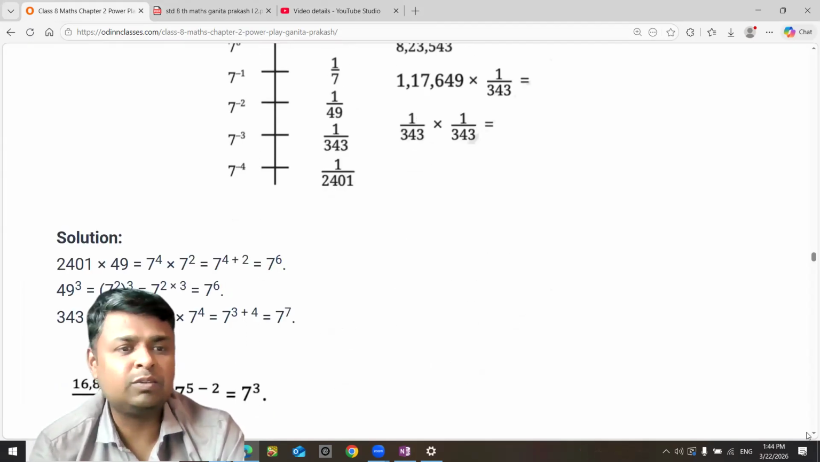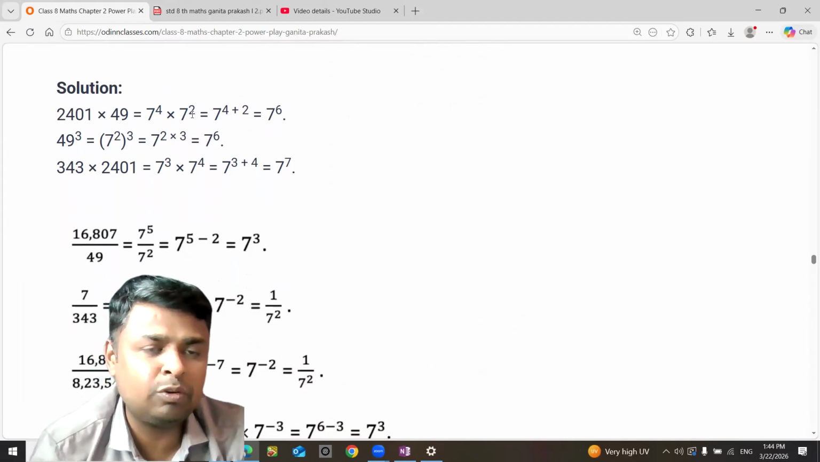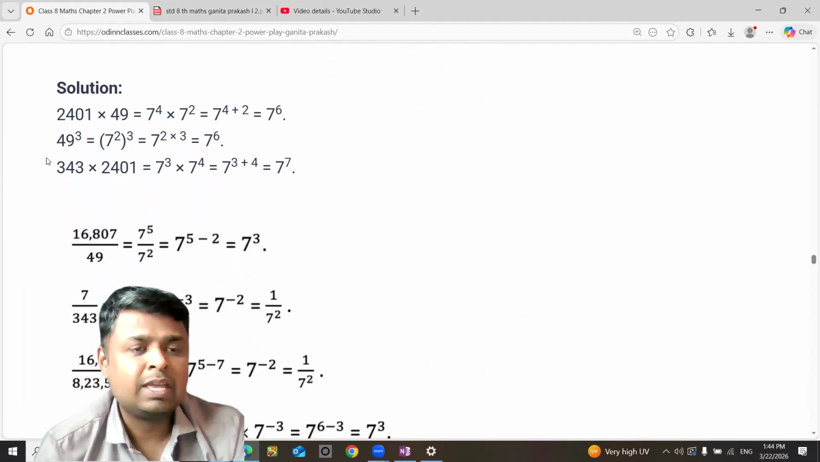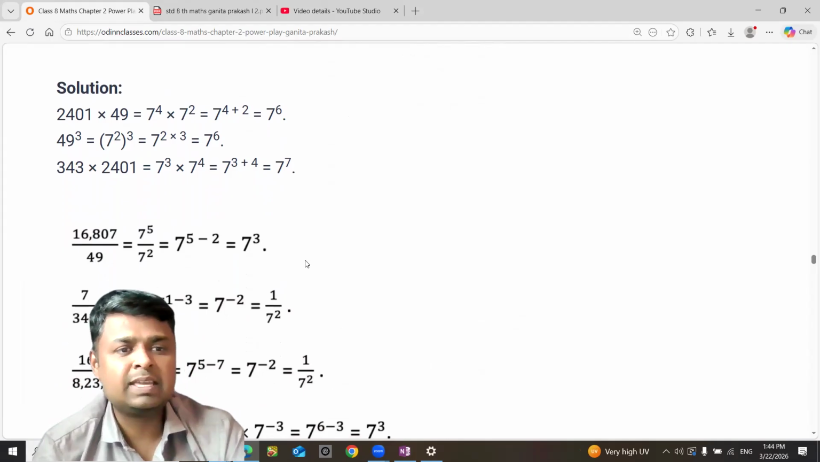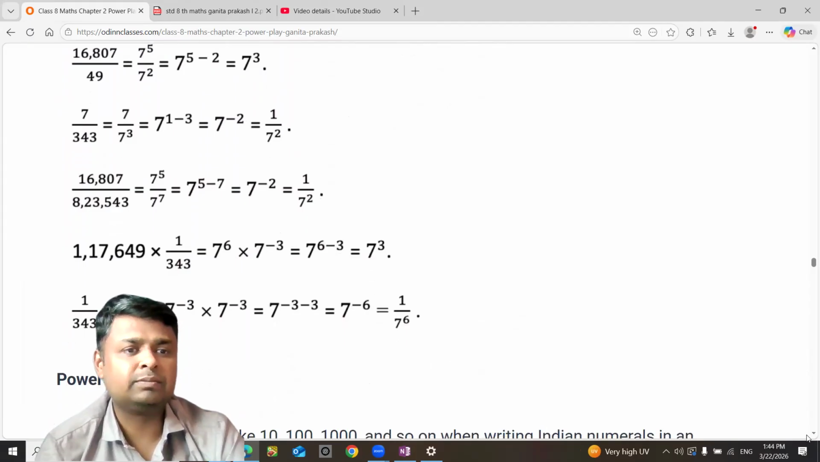First one, you can see 2401 into 49. You can write it as 7 raised to 4 into 7 raised to 2. That is 4 plus 2, that is 7 raised to 6. 49 cube is 7 square raised to 3, that is 7 raised to 6. Likewise, you can see the further questions solved here.